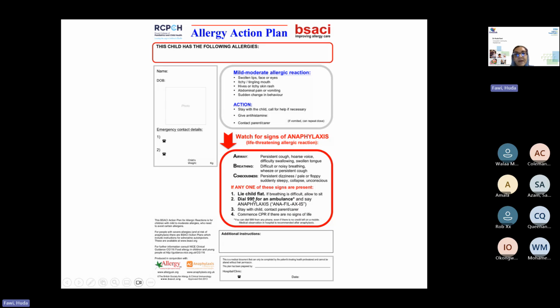So if any of these, you lay the child flat, or sitting down, but don't battle with a child that just wants to stand up and so on. So lie the child flat, or allow them to sit, and dial 999 and say anaphylaxis. So this is an allergy action plan without an auto-injector. When you've said anaphylaxis, the triage for the ambulance system will prioritize you compared to any other. So you won't be waiting for another 6 hours for the ambulance to come.